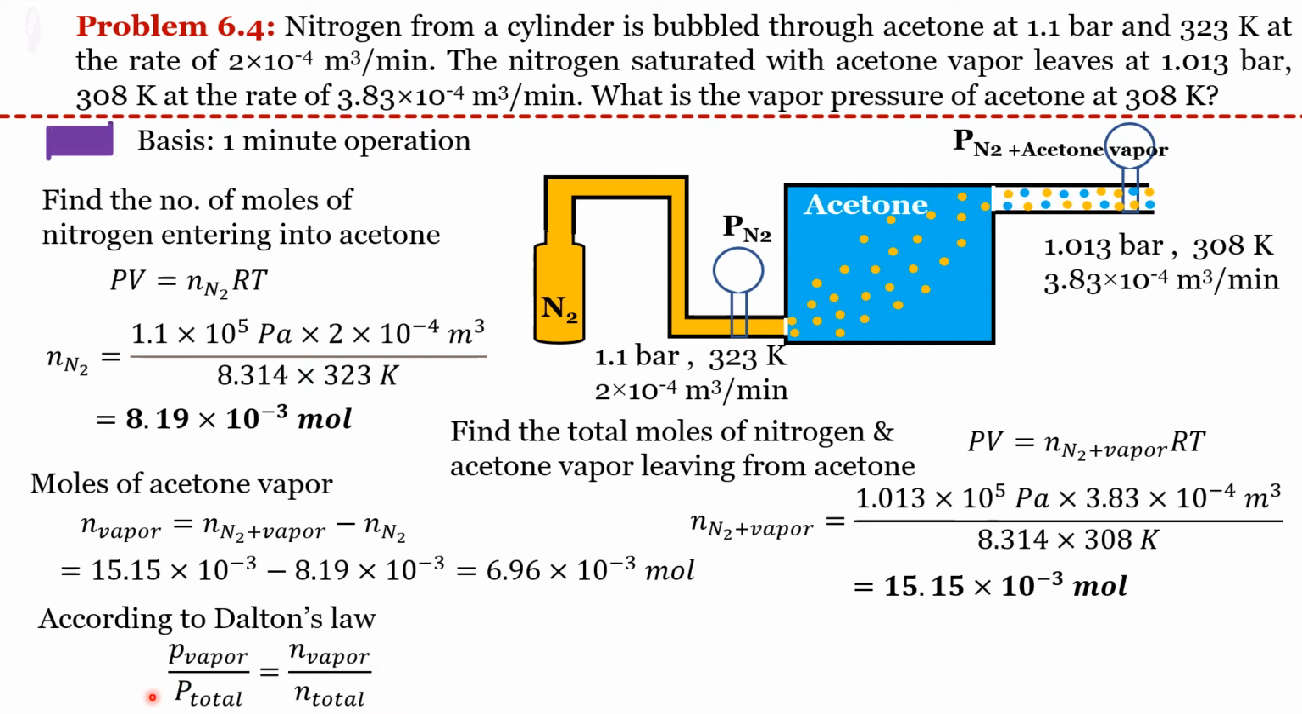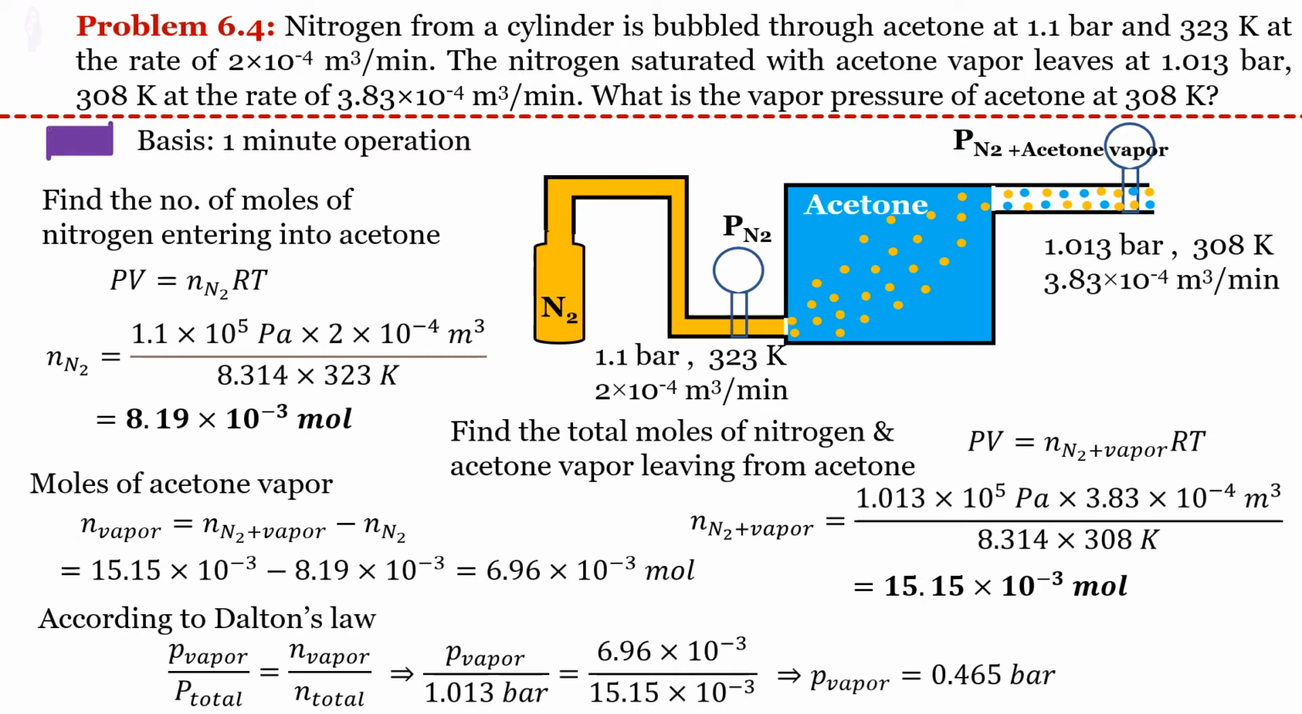The total pressure is given, that is 1.013 bar, and the moles of acetone vapor and the total moles we have already estimated. So there is only one unknown, and we can solve it. We put in all the values and solve for the vapor pressure of acetone. This will be the vapor pressure of acetone at 308 Kelvin.